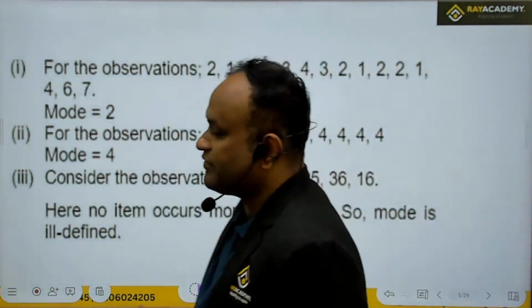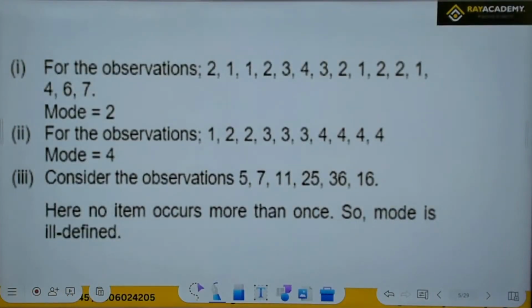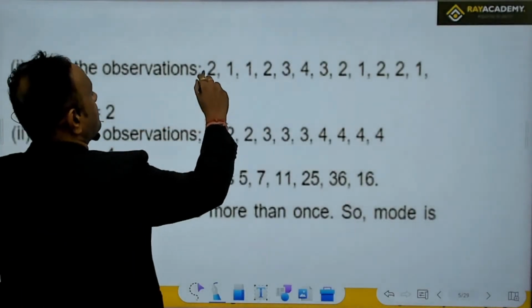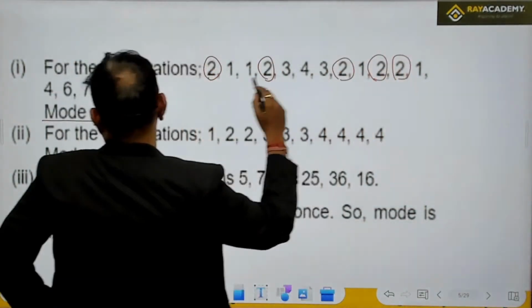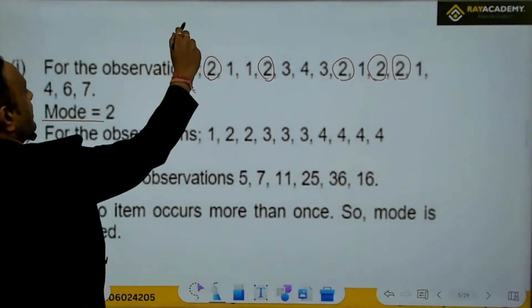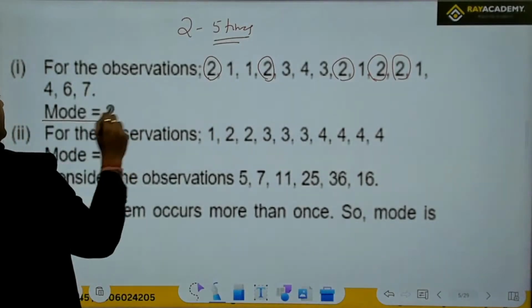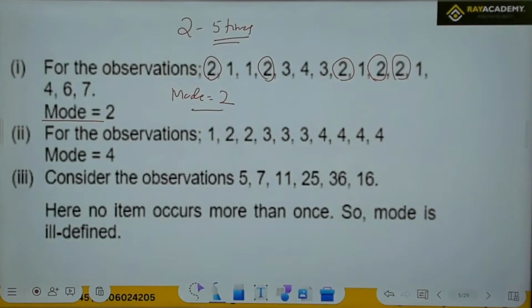Okay, there are some numbers. We will also discuss mode. What is mode? For the observations 2 1 1 2 3 4 3 2 1 2 2 1, the mode is 2. Let us see how many times 2 appears: once, twice, thrice, 4 times, 5 times. 2 is coming 5 times. So 2 appears the maximum number of times, that is why the mode is 2.